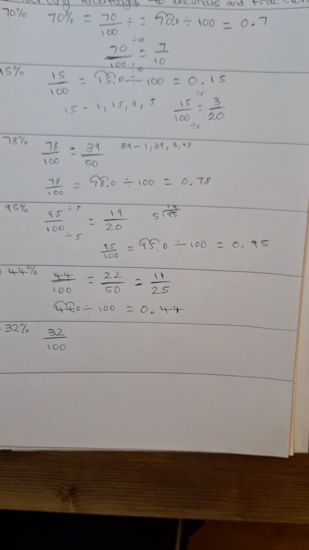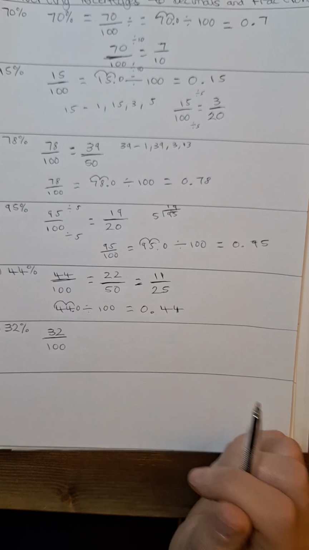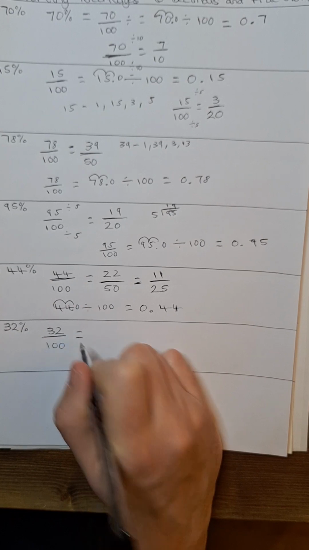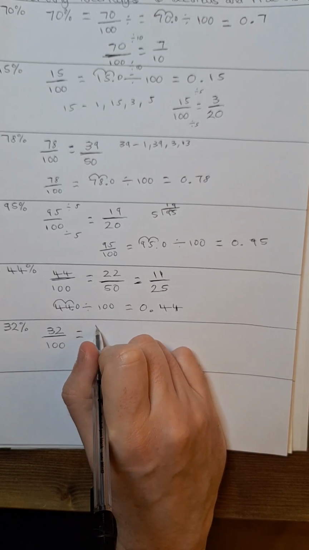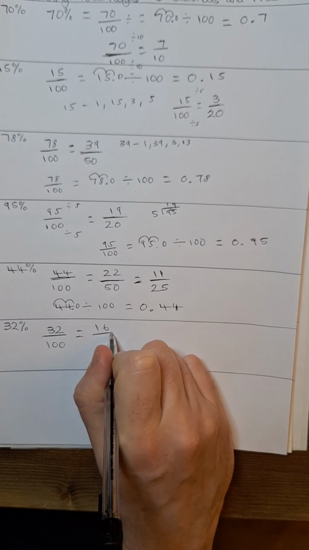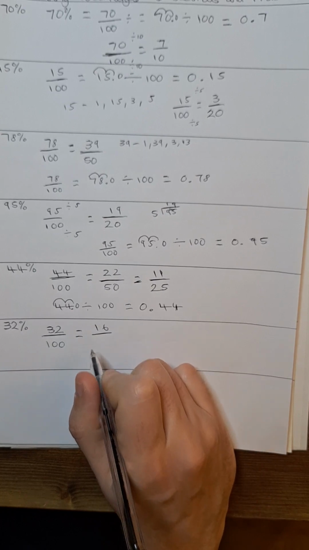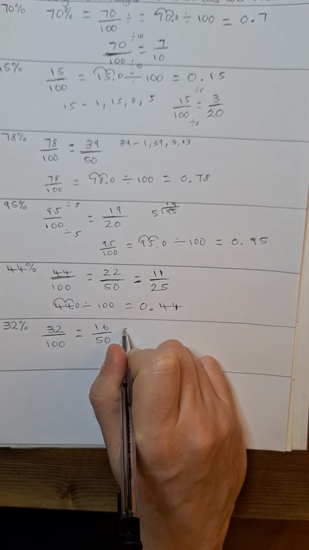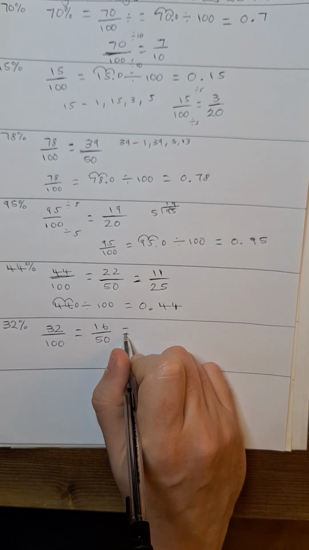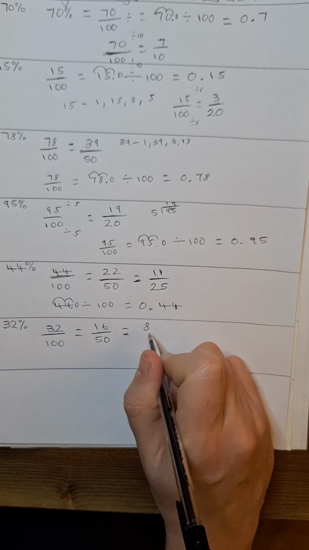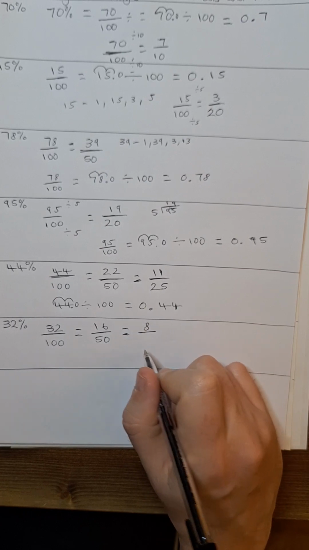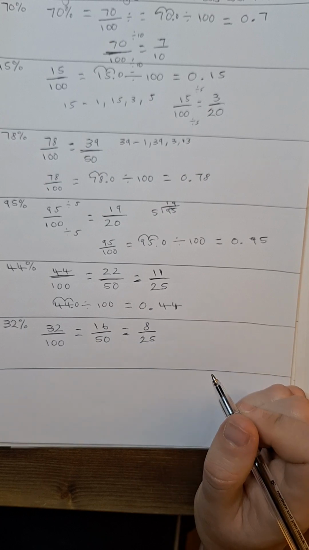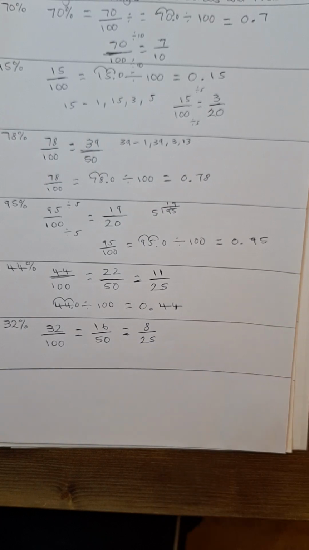Again, both the numerator and denominator are even, so they have a common factor of 2. Therefore, I'm going to divide both by 2. 32 divided by 2 is 16, and 100 divided by 2 is 50. Again, they're both even, so we're going to divide by 2 again. 16 divided by 2 is 8, and 50 divided by 2 is 25. So that is in its simplest form.